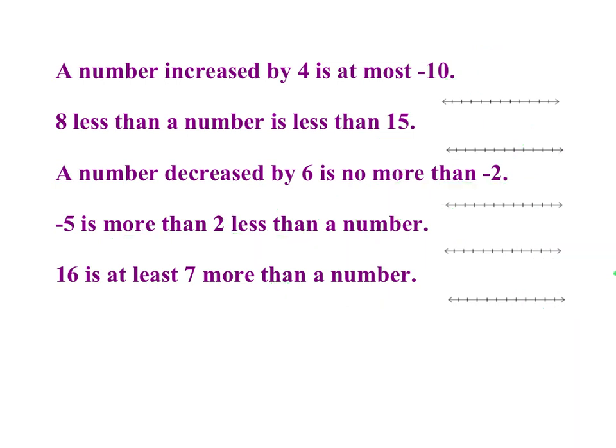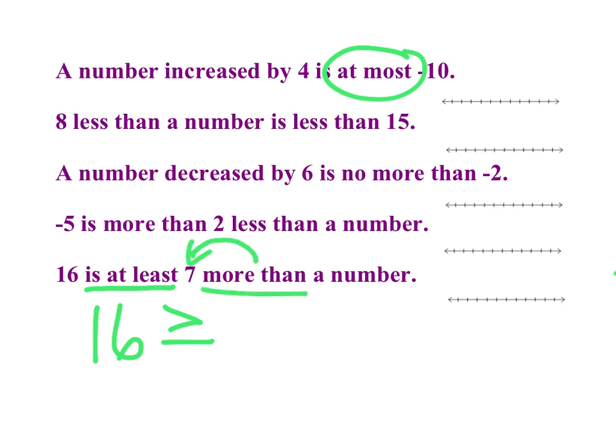Alright, last one. 16 is at least. If I think about at least, it's kind of like that at most. Remember how that most seemed like it was going to be greater than or equal to, but it's actually less than or equal to? At least means greater than or equal to. It's at least what? 7 more than. Do I know how much more than? Yeah. 7 more than. So it's add and switch the order.